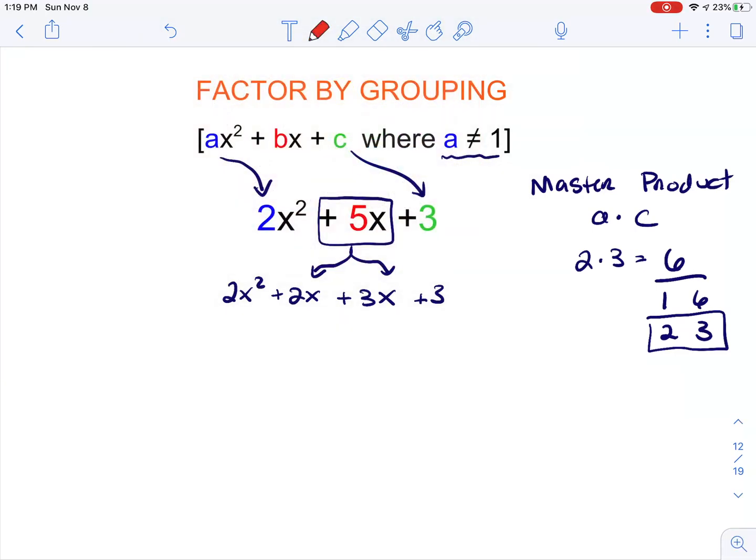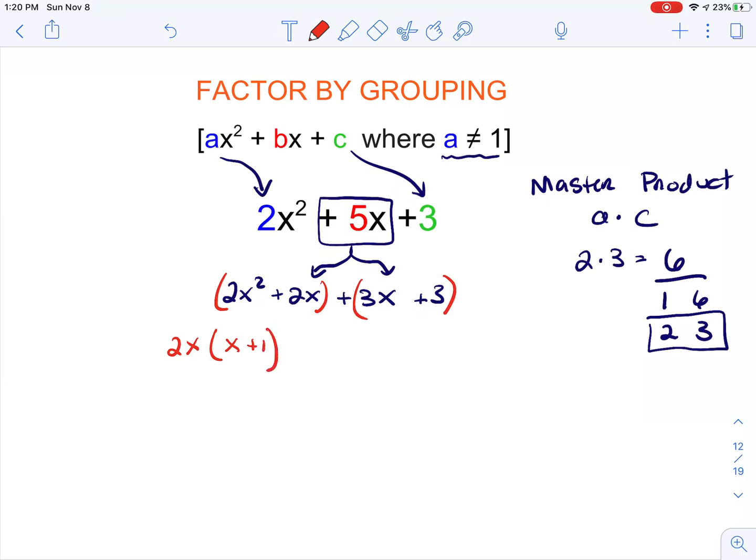The act of grouping comes in the next step, and it can be done anytime you have an even number of terms. I can group the 2x squared plus the 2x, and the 3x plus the 3. For each group, factor out the greatest common factor. My greatest common factor for the first parentheses is 2x, and I am left with an x plus 1.